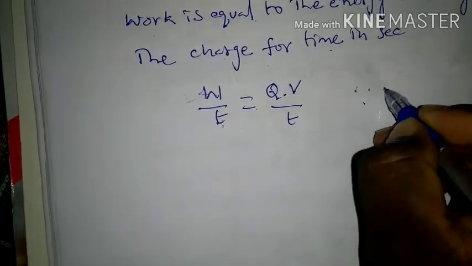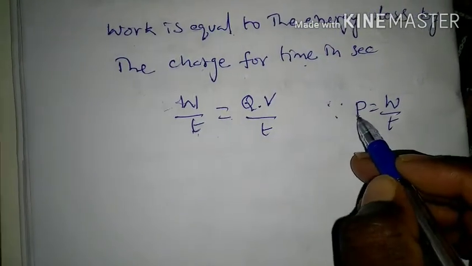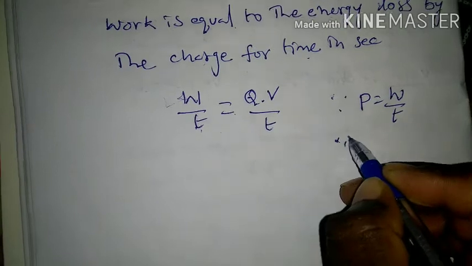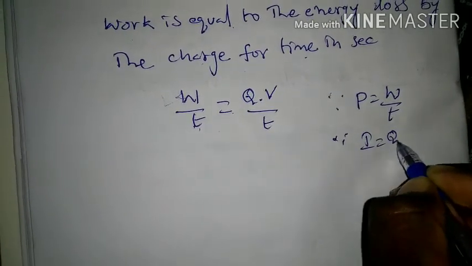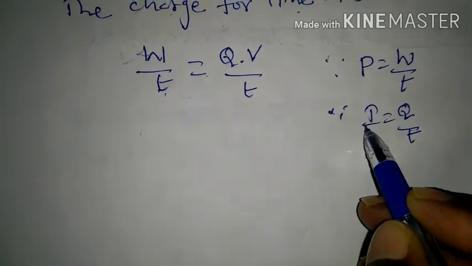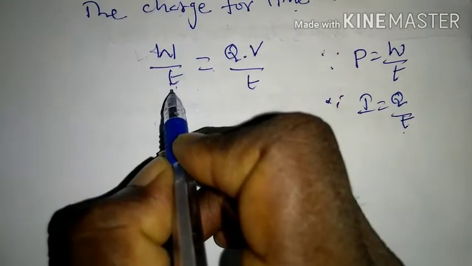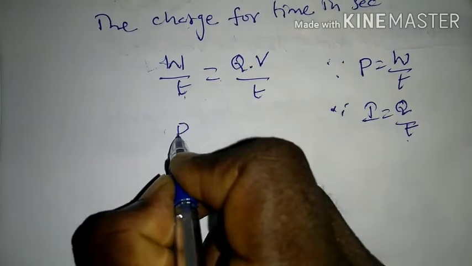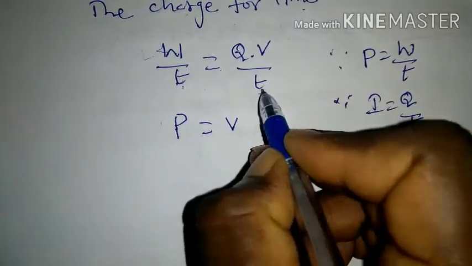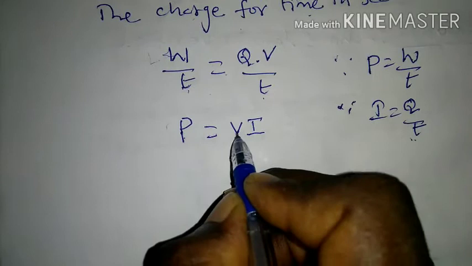Since P is equal to W by T, where P means power, W means work, and T means time, and since I is equal to Q by T, where I means electric current, Q means charge, and T means time, W by T is P and is equal to V, and Q by T is I. So P is equal to V into I.